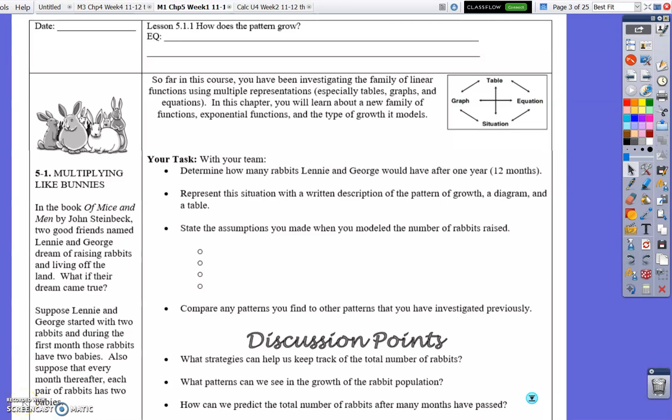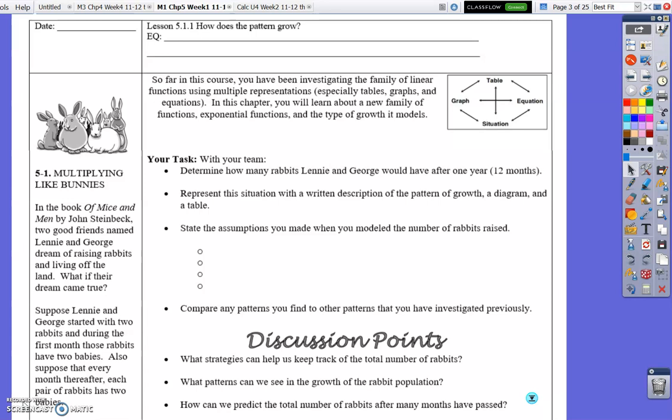Alright, so we're talking in Chapter 5 today of Math 1. We're in Lesson 5.1, which is How Does a Pattern Grow? What we've been working on so far in this course, in the first 4 chapters, mostly the first 3, and then with a bit of statistics in Chapter 4, has been linear functions. And specifically, as we create tables and graphs and equations, we can get lines all the time.